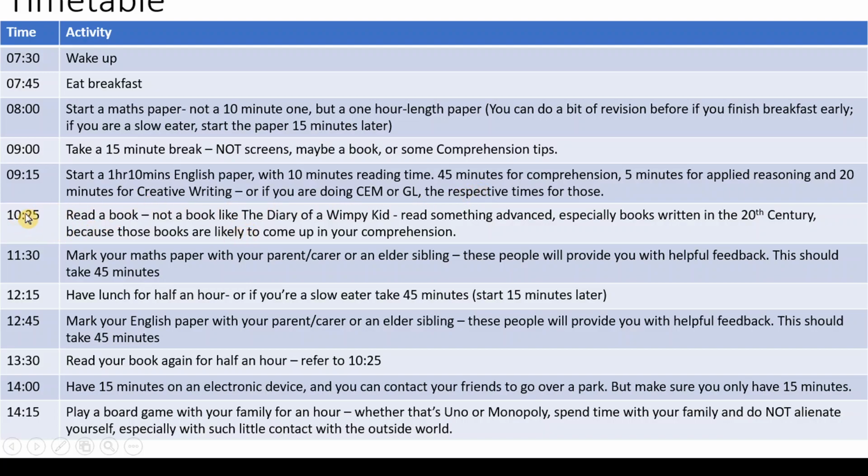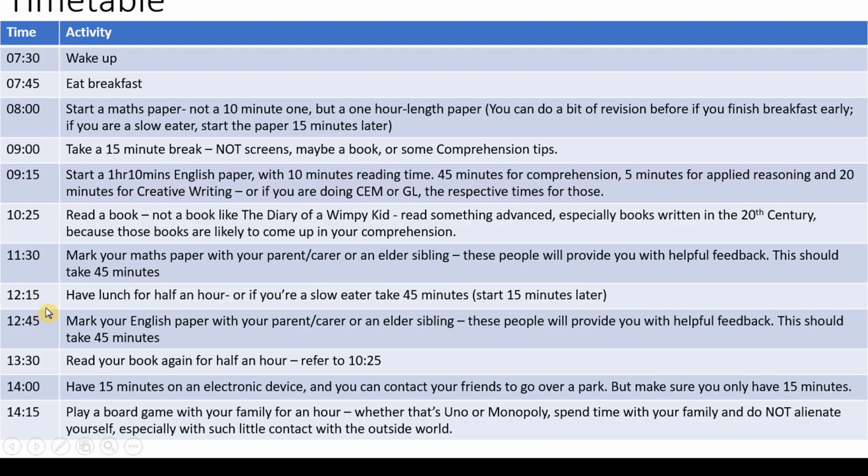And then after that, at 10:25, read a book. And don't read a book like The Diary of a Wimpy Kid. Read something advanced, especially books written in the 20th century, so the 1900s, because those books are likely to come up in your comprehension paper. So then after that, you can do an hour's worth of reading, and then at 11:30, mark your maths paper with a parent or carer or perhaps an elder sibling, because these people will provide you with helpful feedback, and it should take around 45 minutes.